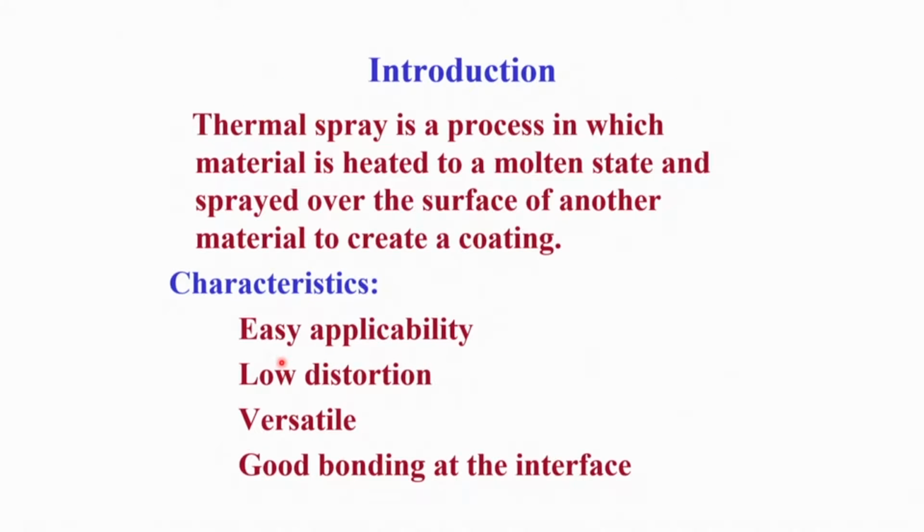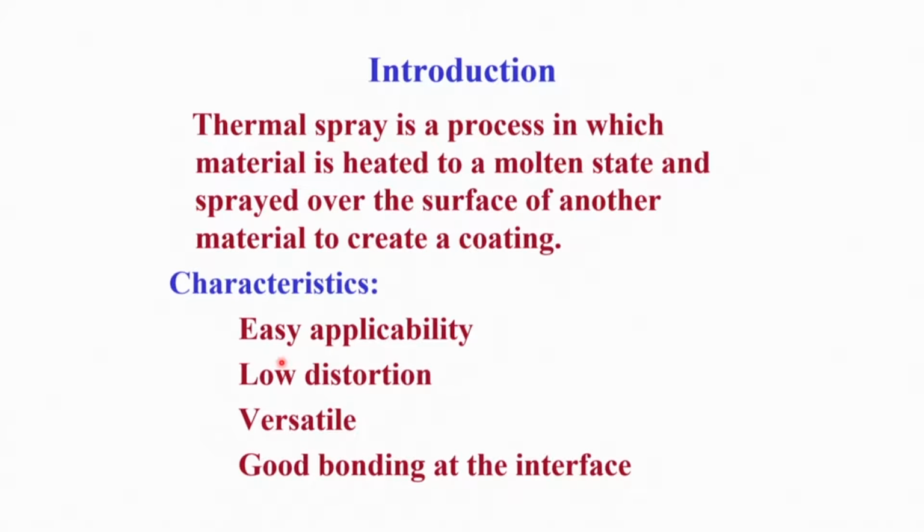Now, thermal spray deposition is a category of processes in which a material is heated to a molten state and then sprayed over the surface of another substrate to create the coating. This technique is in between weld overlaying and hot dipping. In hot dipping, you melt the material and deposit it by dipping the substrate into the molten metal. On the other hand, in weld overlaying, you apply a high power heat source to melt the material and subsequently apply it on the surface of the substrate.